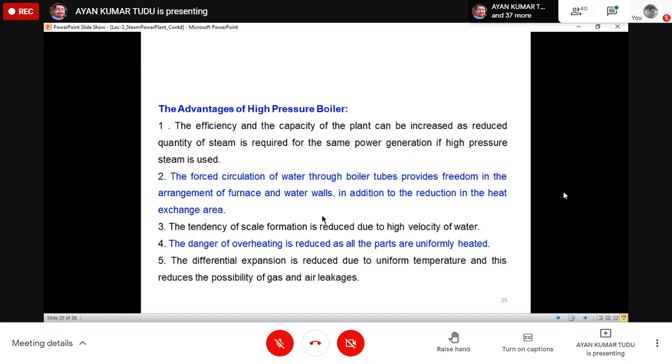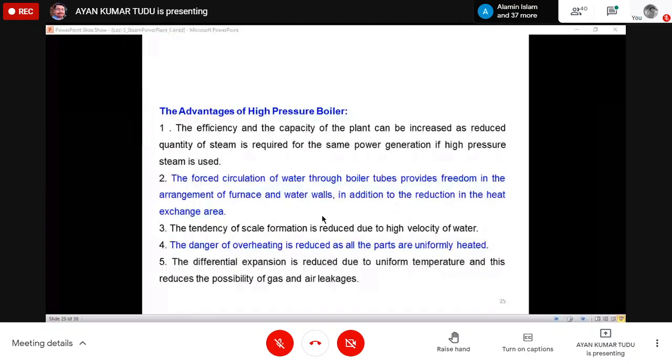Third, the tendency of scale formation is reduced due to the high velocity of water. You can very well imagine that if we are using high pressure forced circulation, then scale formation will not be present. No scale will be formed inside those water tubes.